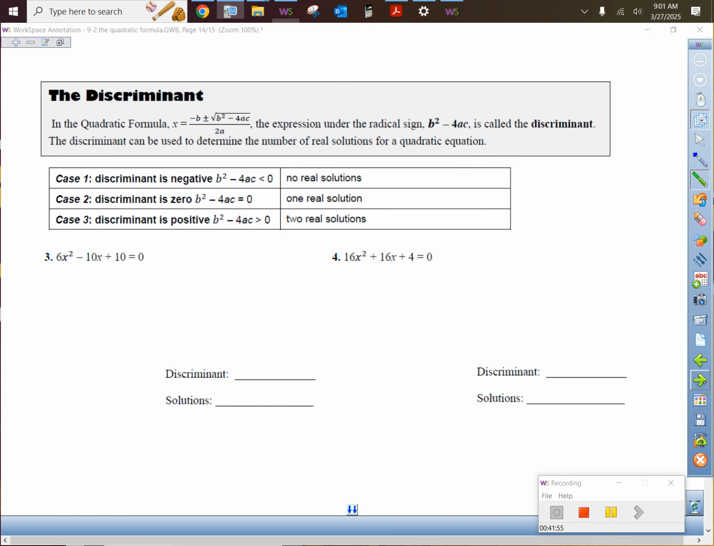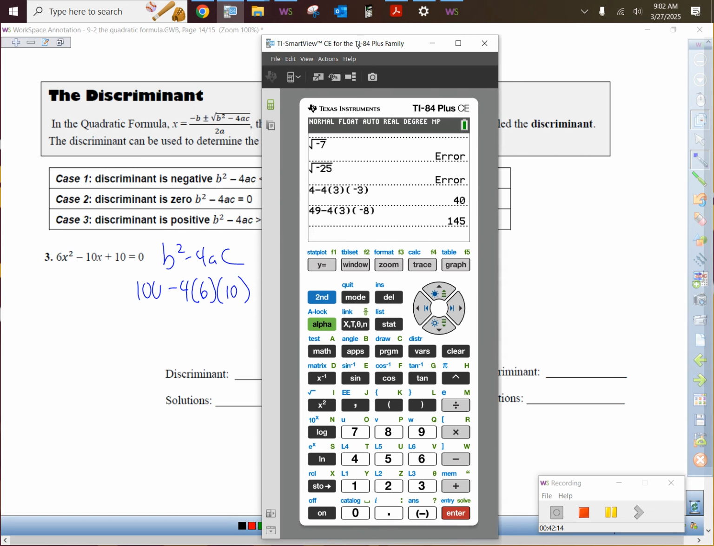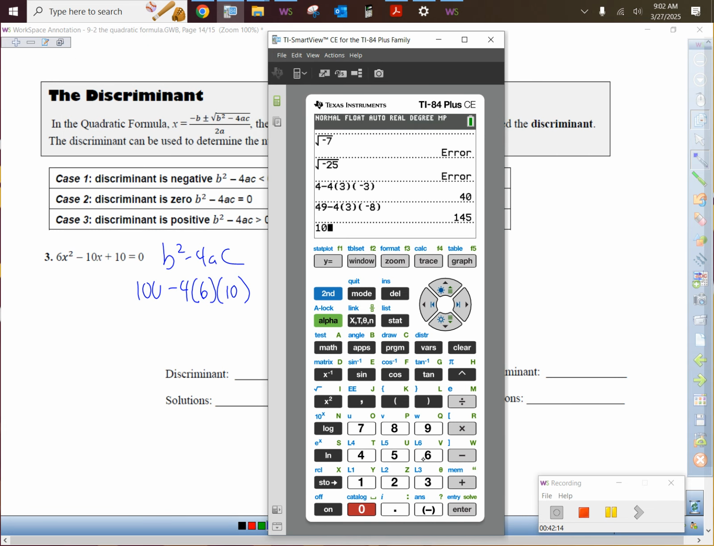So let's do that again. Let's do b squared minus 4ac. That is the formula for the discriminant. Make sure you got the right numbers in the right spots. And then we punch that in. Hundo minus 4 times 6 times 10. I got negative 140. Did you get negative 140?